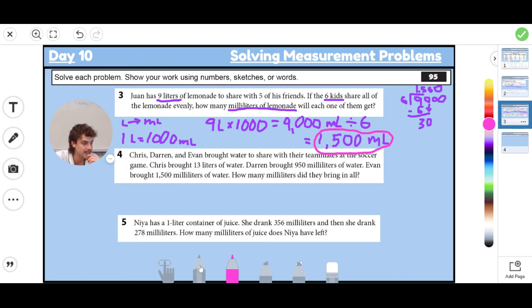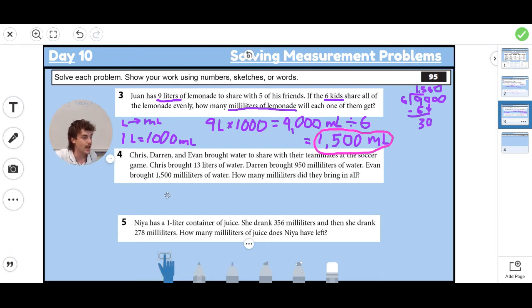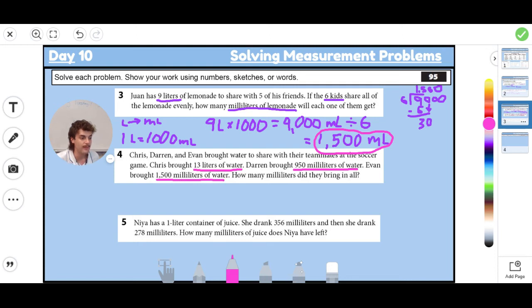Okay, going on to the next problem. It says, Chris, Darren, and Evan brought water to share with their teammates at the school game. Chris brought 13 liters of water. I'm going to highlight that. Darren brought 950 milliliters of water. Okay, there's 950 milliliters of water. Evan brought 1,500 milliliters of water. How many milliliters did they bring in all?